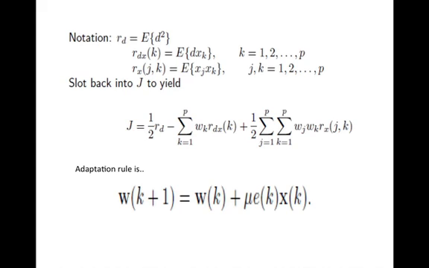Finally, we arrive at the adaptation rule. W of k plus 1 equals W of k plus mu into e of k into x of k.